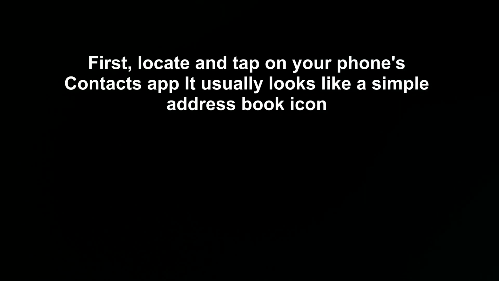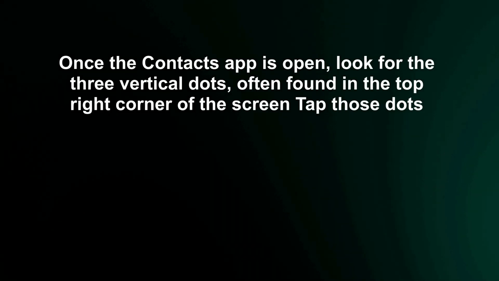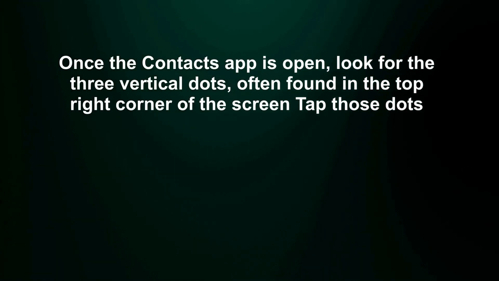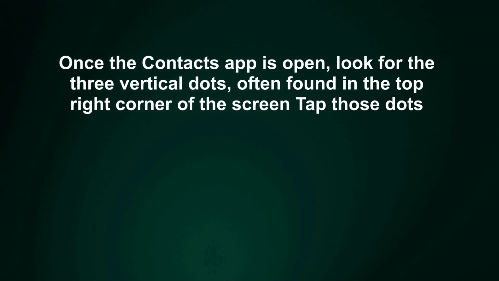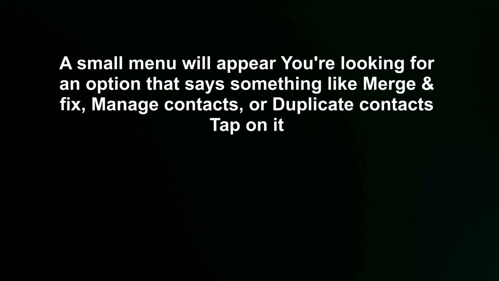It usually looks like a simple address book icon. Once the Contacts app is open, look for the 3 vertical dots, often found in the top right corner of the screen. Tap those dots. A small menu will appear.